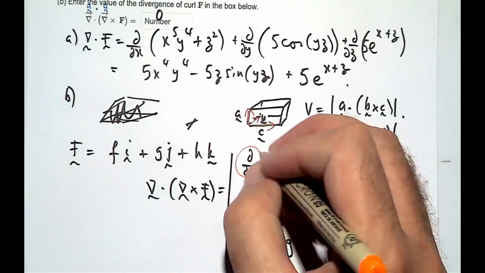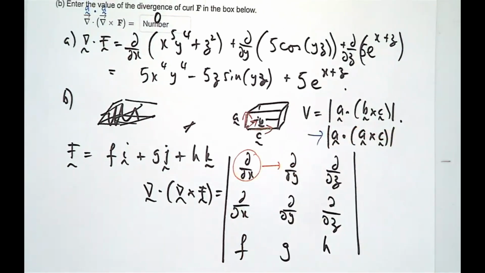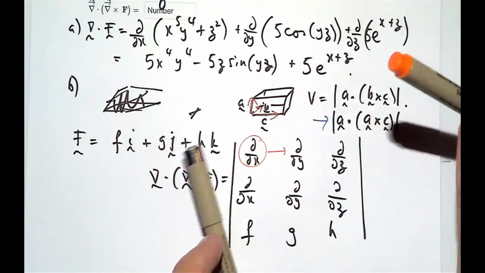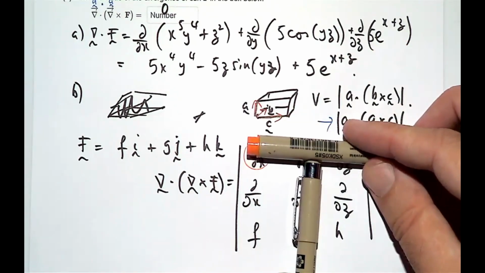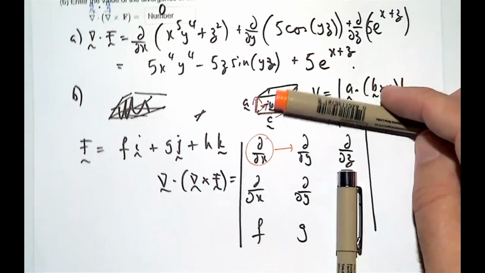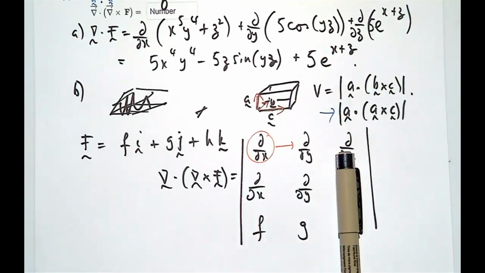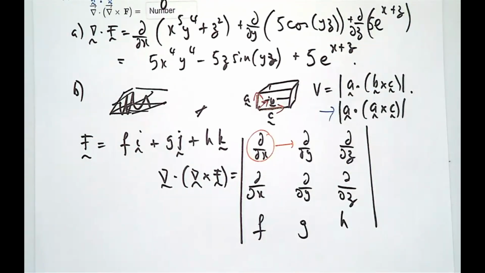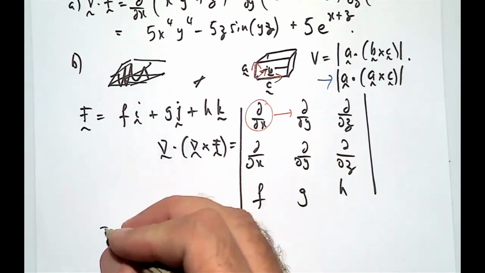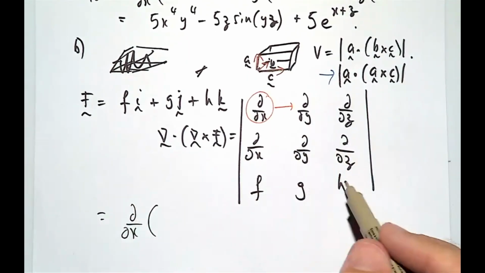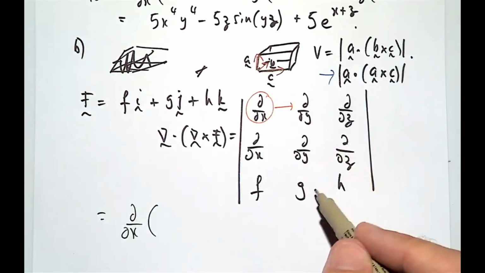I start on the top row and I work my way along the top row, right? So it's d dx of the determinant that you can see, minus d dy of the determinant you can see, plus d dz of the determinant you can see. Okay? So if you run through that, what are we going to get? Well, d dx of h sub y minus g sub z.